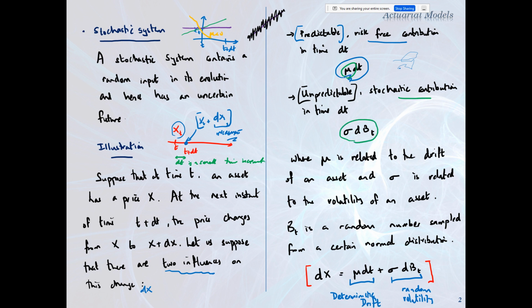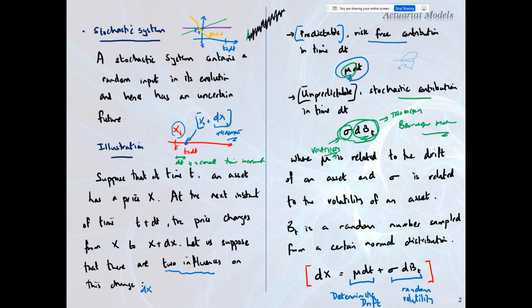And we write it like this. It is sigma dBt. Okay, so dBt is a random number that we will see in the next slide. What is that dBt? It is technically known as Brownian motion. We will see the properties of the Brownian motion later on. And sigma is known as the volatility of the asset. So the higher the volatility, the more spread.